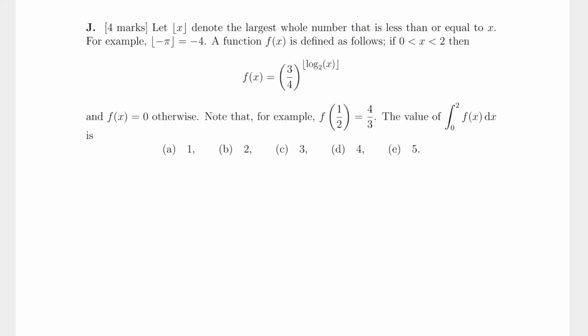Okay, a function f of x is defined as follows. If x is between 0 and 2, then f of x is some sort of logs with some floors. And f of x is 0 otherwise. Note that, for example, f of 1/2 is 4 over 3. They gave you an example even. When x is 1/2, log base 2 of 1/2 is negative 1, so the floor of negative 1 is negative 1. Remember, you include the integer itself, so you don't go to negative 2 here. So 3/4 to the negative 1 is 4 over 3. And the value of that integral with boundaries is what?